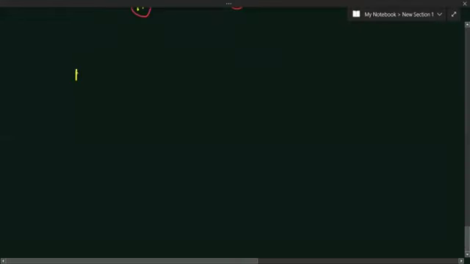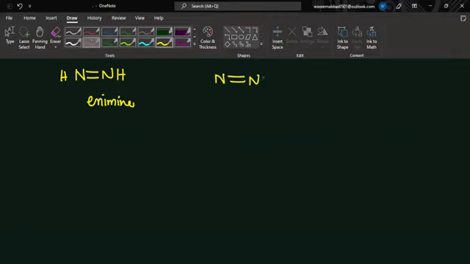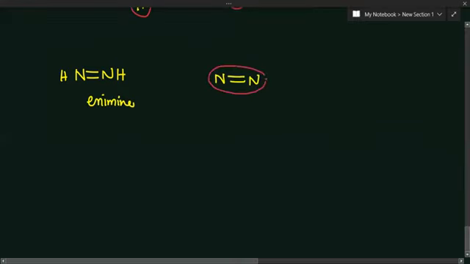For example, I have N double bond N, and this is called as azo type. Okay, this is called as imine. Now when you check this N double bond N, N can act as a stereocenter. And this nitrogen has a hydrogen and a lone pair. And this nitrogen has a hydrogen and a lone pair.